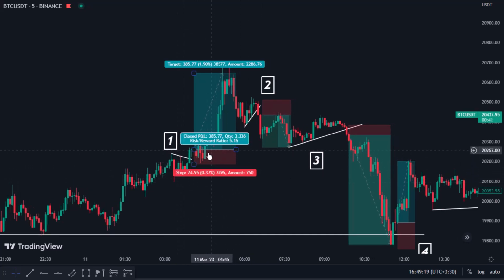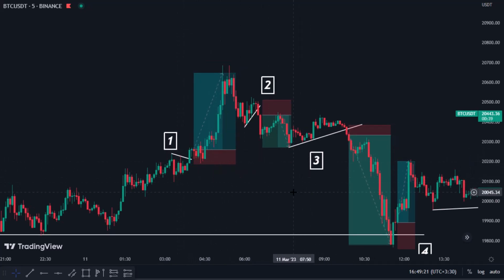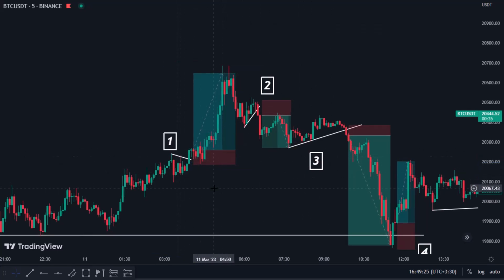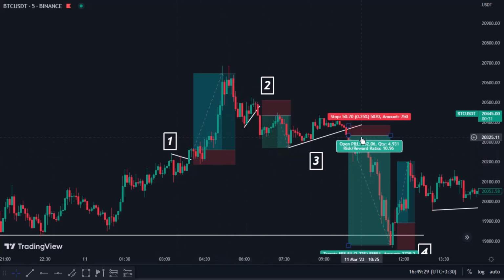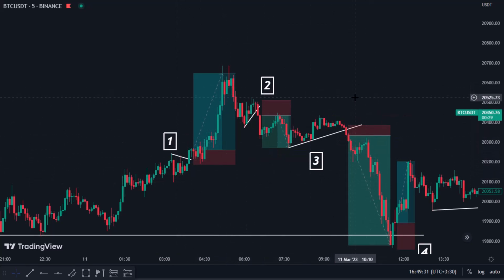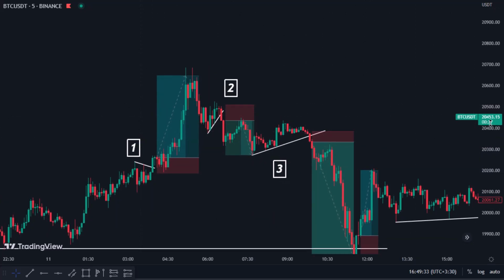But I show these positions for education, okay, for learning them, for seeing and understanding what's going on in the chart, and to enter buy or sell positions in the future based on these trend lines and support and resistance and some patterns.